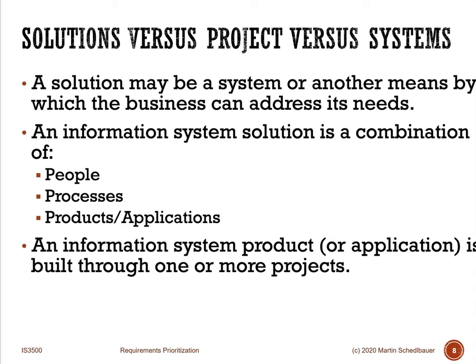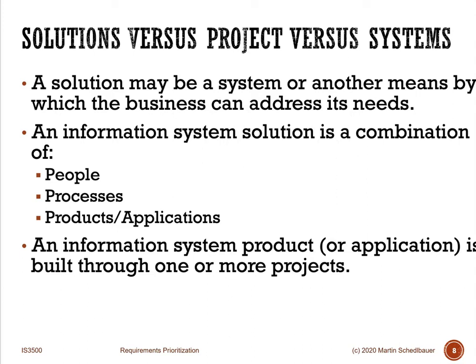A quick note that often pops up when you start prioritization is that there is a difference between a solution, a project, and a system. Often the solution is an information system, but it can also be some other means by which the business can address its needs. Often it's a business process change, a reorganization of the organizational structure of the business, hiring talent, or purchasing a system. So always think of the solution as a way of solving a particular business need. Now we are focusing primarily on those solutions that involve information systems.